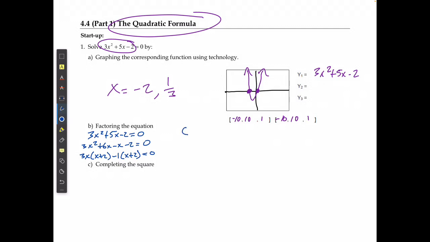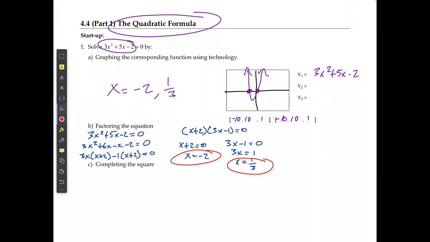Or x plus 2 and 3x minus 1 is equal to 0. And I have two possibilities. Either x plus 2 is equal to 0, which means that x would equal negative 2, or 3x minus 1 is equal to 0, 3x would equal positive 1, x would equal 1/3. And I still wind up getting the same solution, negative 2 and 1/3.